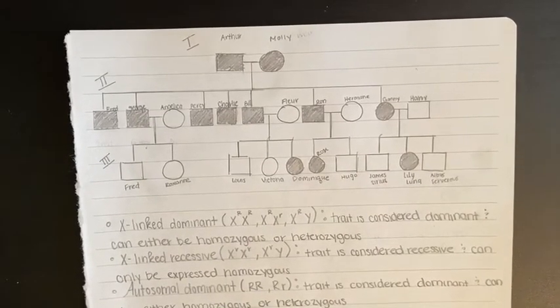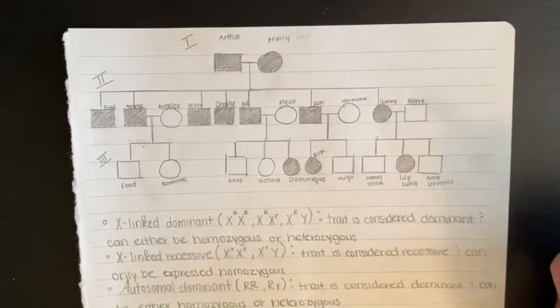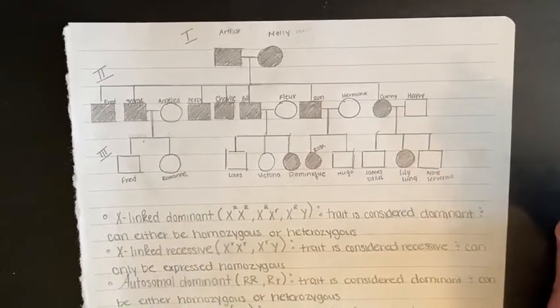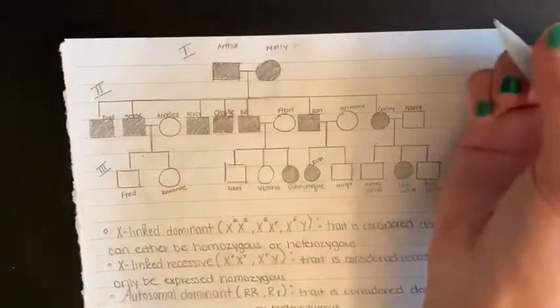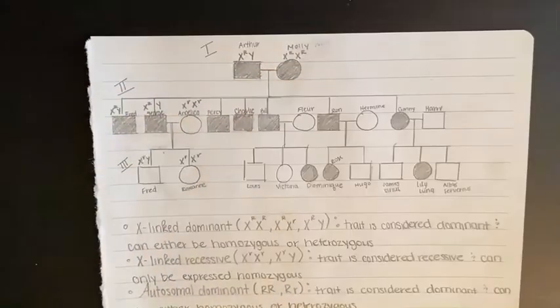So we'll be using R as the sign for the trait. So we're going to start with X-linked dominant.